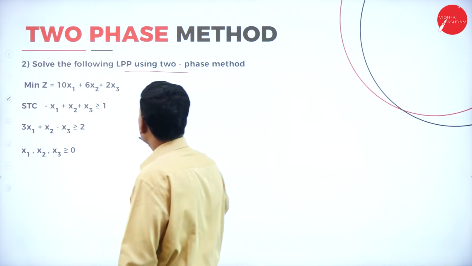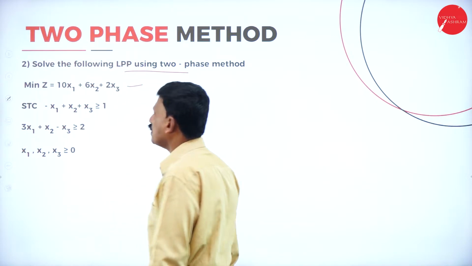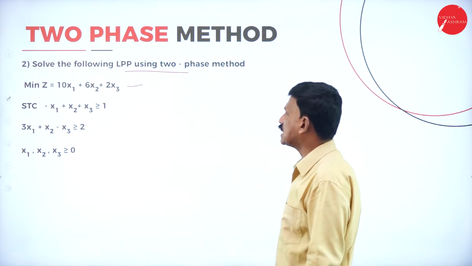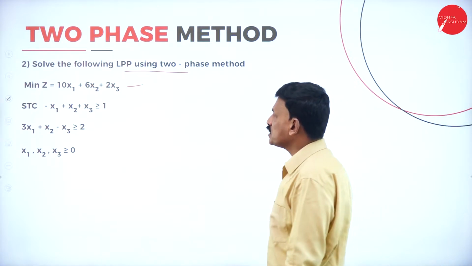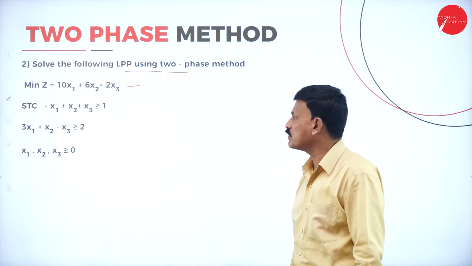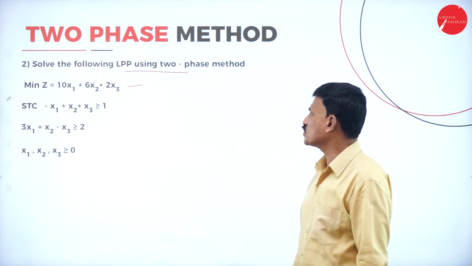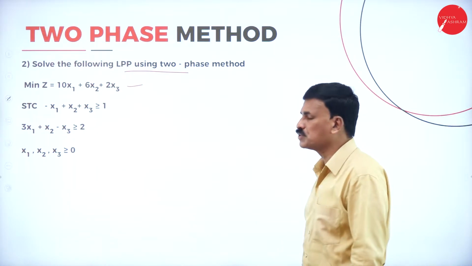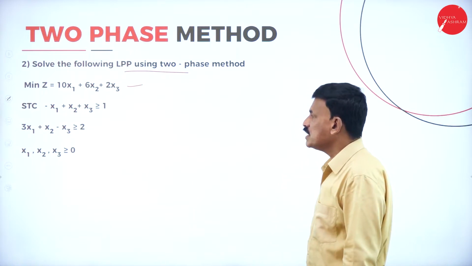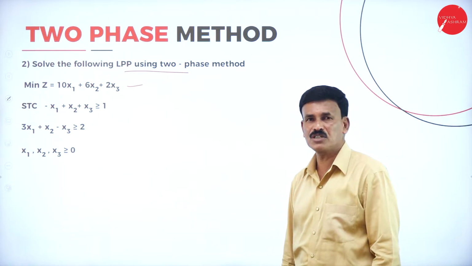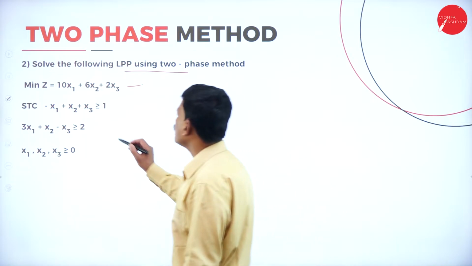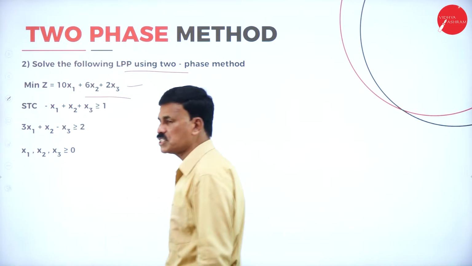So, what is the problem given? The problem given is minimum z is equal to 10x1 plus 6x2 plus 2x3 subject to the constraints minus x1 plus x2 plus x3 greater than or equal to 1, and 3x1 plus x2 minus x3 greater than or equal to 2, and the non-negative restrictions x1, x2, x3 are all greater than or equal to 0. Now just observe the problem given is a minimization problem.